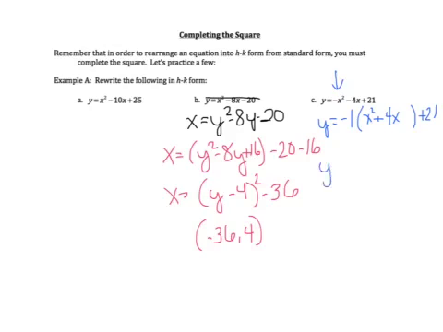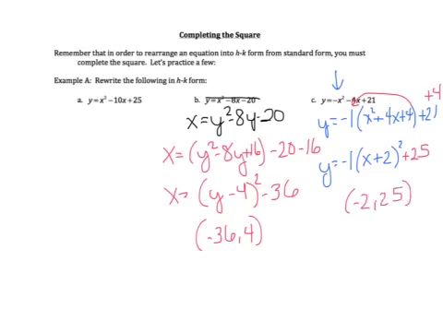So again, same process. I've got to keep that -1 sitting out there, half my middle term, so now it's +2. That squared is 4. But what I really did was I have 4 times -1. So what I really added was -4. So now I need to add +4. So now I've got plus 25. And if I were to look at my vertex here, it would be -2, 25.